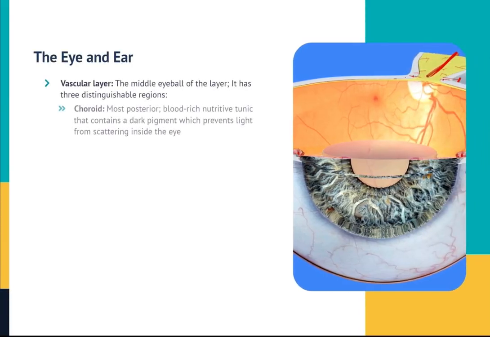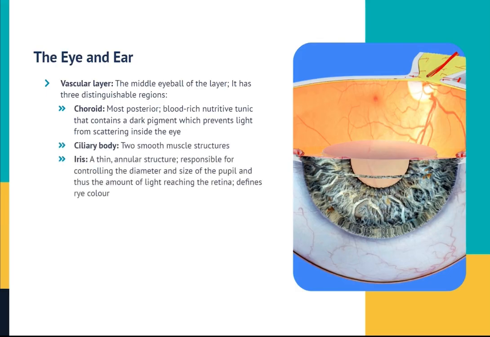Vascular layer. The middle layer of the eyeball. It has 3 distinguishable regions. Choroid. Most posterior, blood-rich nutritive tunic that contains a dark pigment which prevents light from scattering inside the eye. Ciliary body. Two smooth muscle structures. Iris, a thin annular structure responsible for controlling the diameter and size of the pupil, and thus the amount of light reaching the retina, defines eye color.